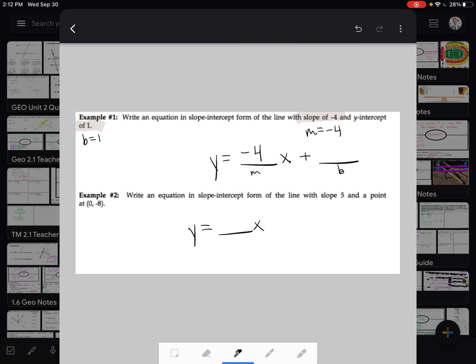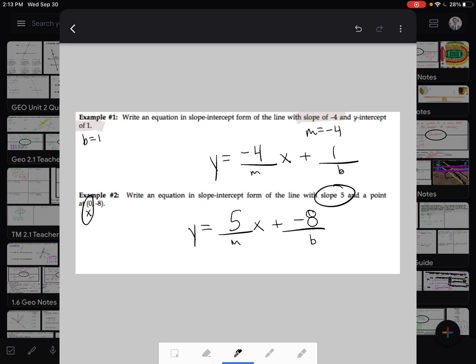So let's do the same thing down here. They're trying to trick us. So again, we have a slope of 5 and we have a point at 0, 8. Remember, y-intercept comes when x equals 0, and in this case, x does equal 0. So we have a b value of 8. All right. So those are the two equations that we have. And that's how we answer when they give us the slope and the intercept.